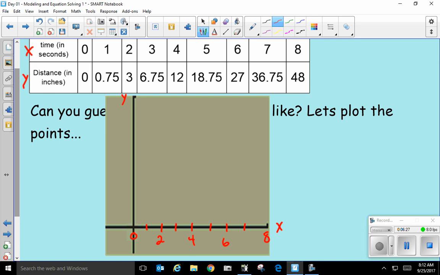And I know my distance has to go to 48 inches, but I would just call this 50 inches. Okay? That's 50. Starts at 0 again. Half of that is 25. Half of 25 is 12 and a half. Let's call it 12. Half of that's about 6. Half of that's 3, and so forth.